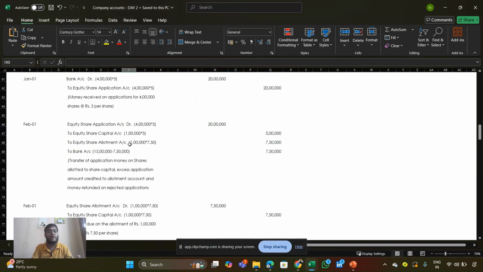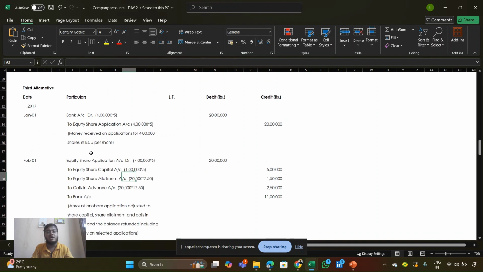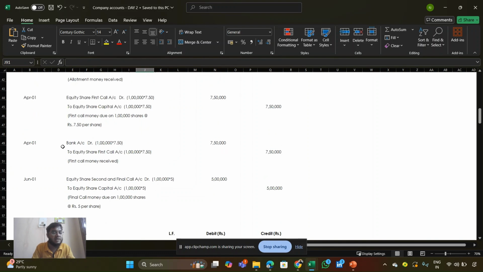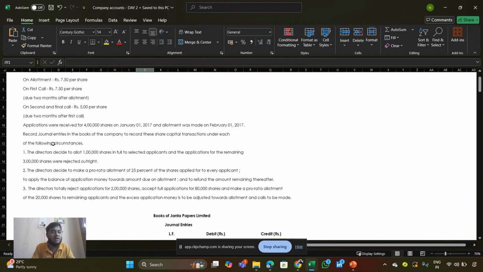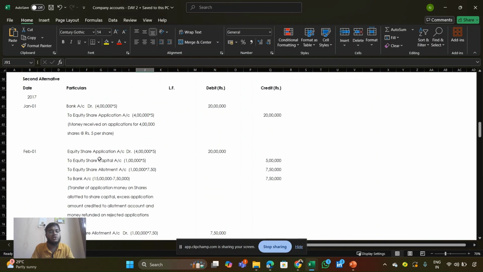allocate on the pro rata basis. But in the third alternative, they said only 20,000 shares are allocated on the pro rata basis. So 20,000 shares into 7.5 is the allotment amount money, so 1 lakh 50 is adjusted in the allotment money. And the balance is calls in advance. Calls in advance means the calls are being paid in advance. The due amount, as we said earlier, is due 2 months after the allotment, but we have received it before, so calls in advance.